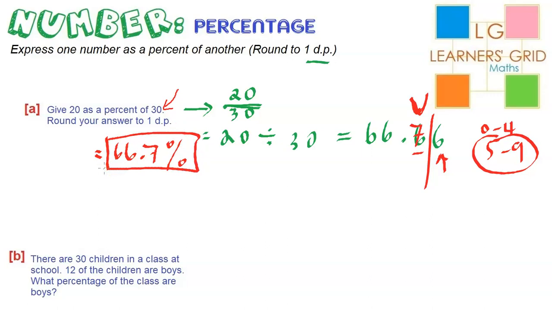Let's take a look at B. Now, question B is a little bit different, so let's read it carefully. There are 30 children in a class at school. 12 of the children are boys. What percentage of the class are boys?